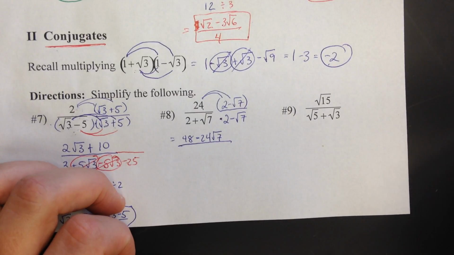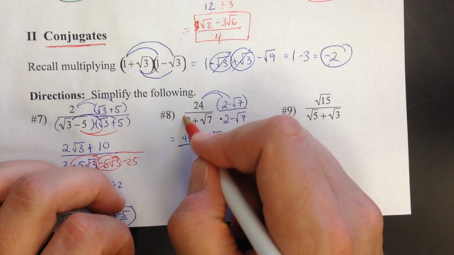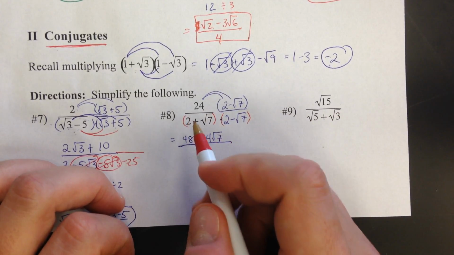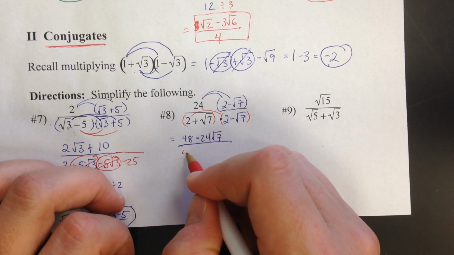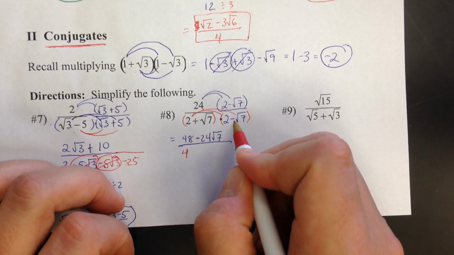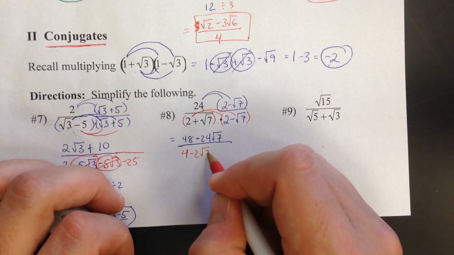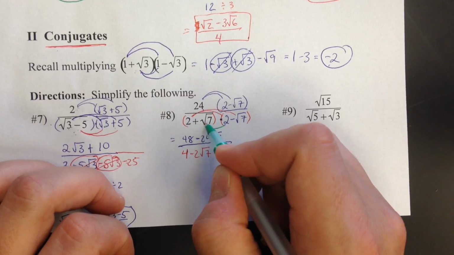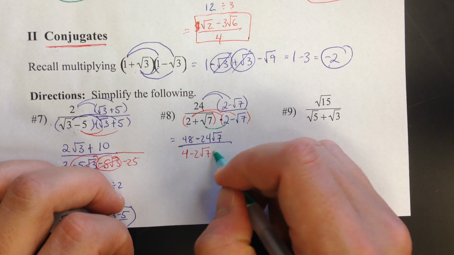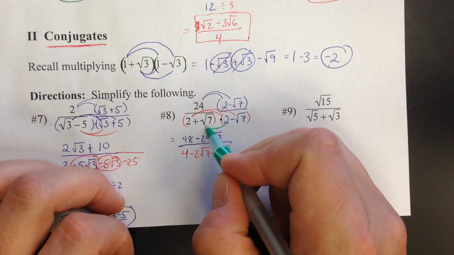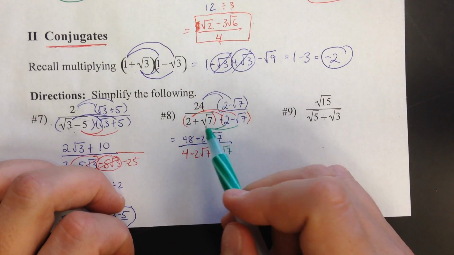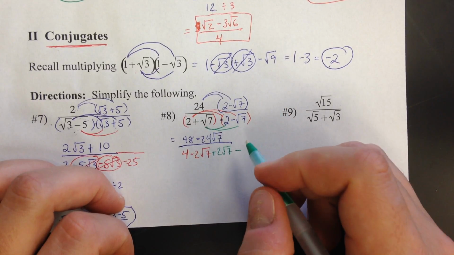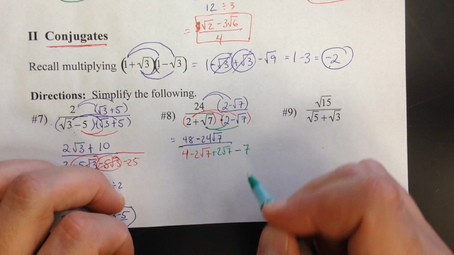Over. Now for the denominator, we're going to double distribute. So I'm going to start with this 2. 2 times 2 is 4. 2 times negative root 7 is minus 2 root 7. And then I'm going to distribute the root 7. That's positive 1 root 7 times 2. So that's plus 2 root 7. Now root 7 times negative root 7. A positive times a negative is a negative. Root 7 times root 7 is the square root of 49, which is just 7.